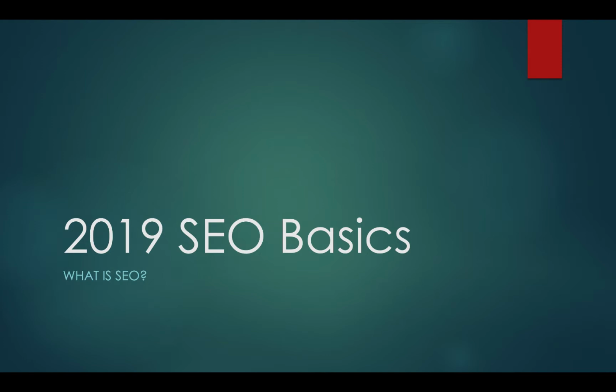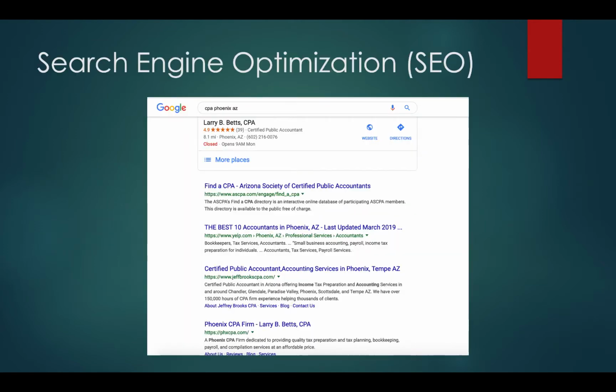2019 SEO Basics, just a quick introductory video into what SEO is and what different components affect those rankings. So first of all, SEO, or search engine optimization, is basically a term for what Google's algorithm uses. For example, when you search a keyword, which could be one word or eight words, anytime you search anything in Google, that's referred to as a keyword.